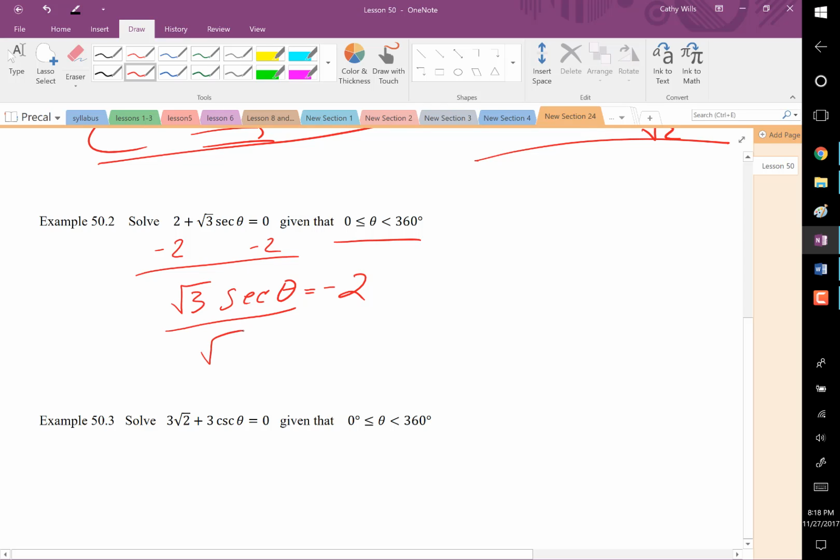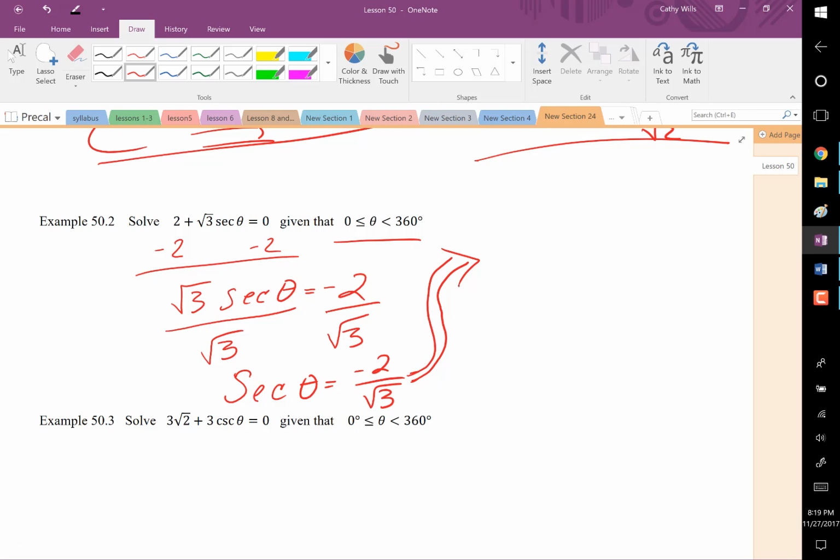And then we're going to divide both sides by the square root of 3 so we can get the secant theta part completely by itself. So secant theta equals negative 2 over the square root of 3. Now, we would usually rationalize that by multiplying the top and bottom by square root of 3, but since we know that secant is a reciprocal function for cosine, we'll just go ahead and rewrite this equation in terms of cosine, because I'm more familiar with cosine than I am with secant, especially on my unit circle. So if secant theta is negative 2 over the square root of 3, that means that cosine theta is just the reciprocal of that. So just flip it upside down.